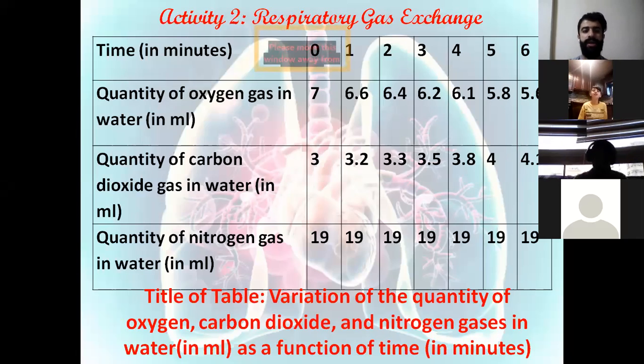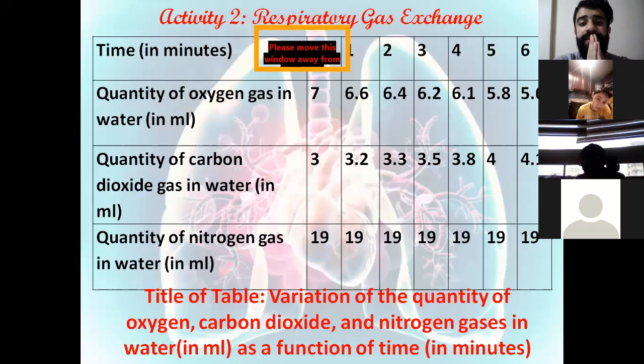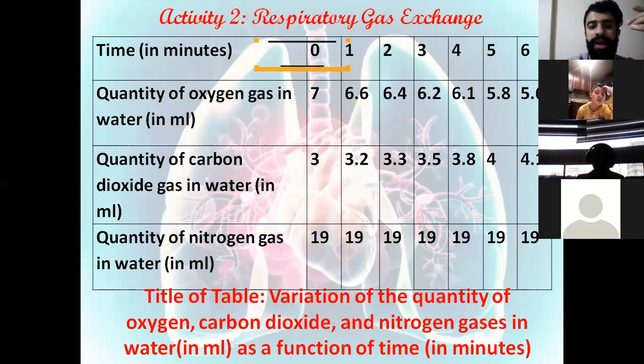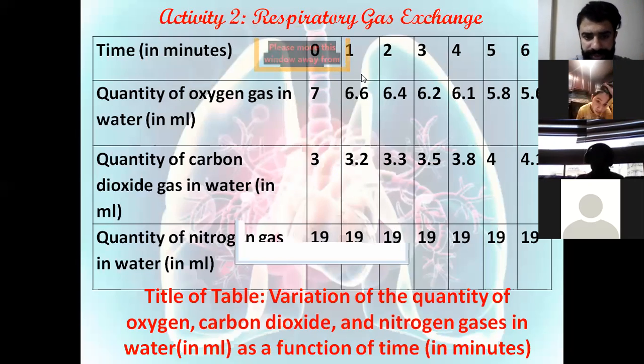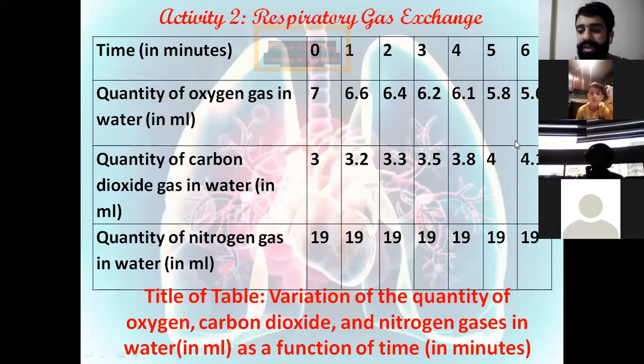Okay, Hassan, quantity of oxygen. Time zero, 1, 2, 3, 4, 5, and 6. At time zero, it was 7. Time 1, it's 6.6. Time 2, it's 6.4. Time 3, it's 6.2. Time 4, it's 6.1. Time 5, it's 5.8. And time 6, it's 5.6.